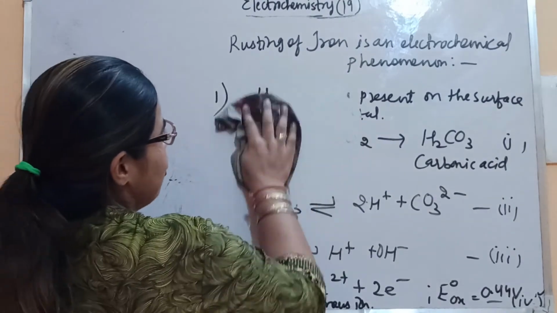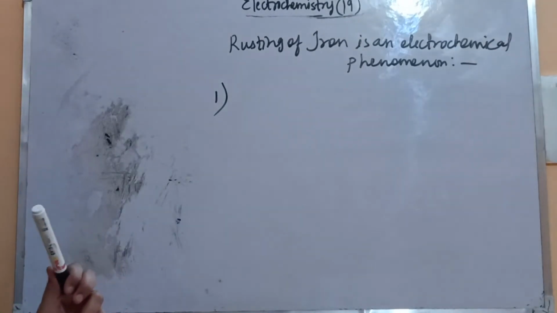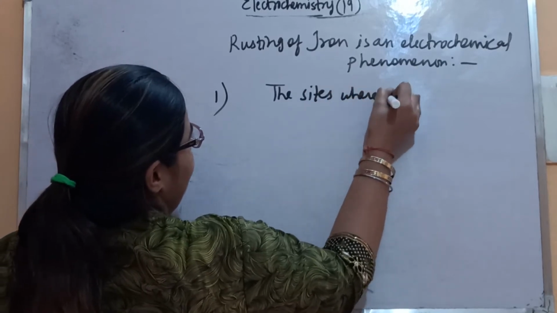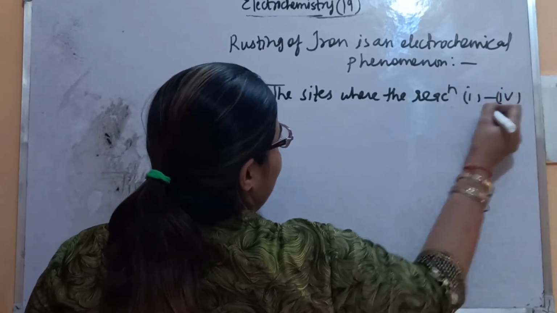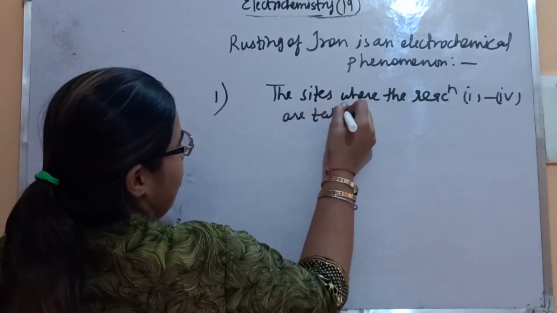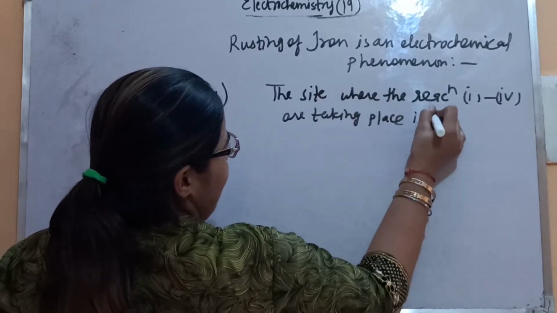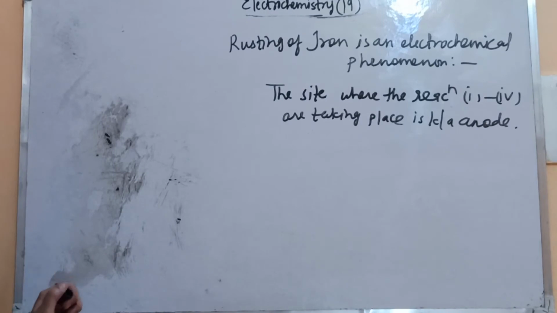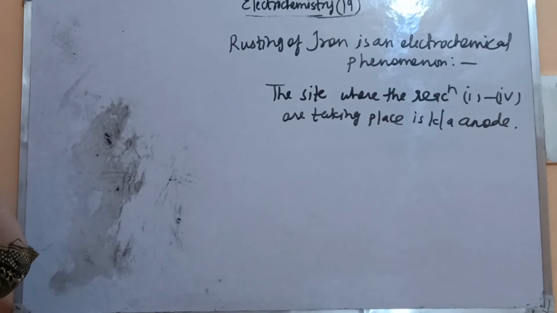Okay, so all these reactions from first to fourth, the sites where all these reactions are taking place, that is known as anode. Okay, now let's see the next one. Now see, if oxidation is taking place, then reduction also has to take place, then only it will be a redox reaction. So what will happen?